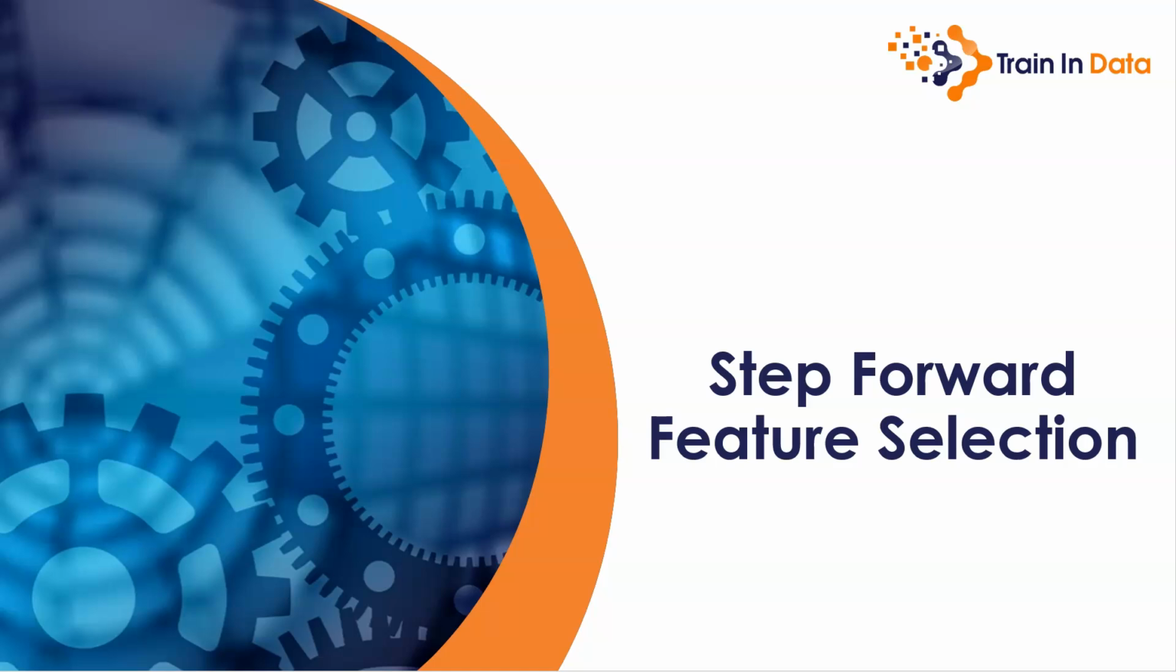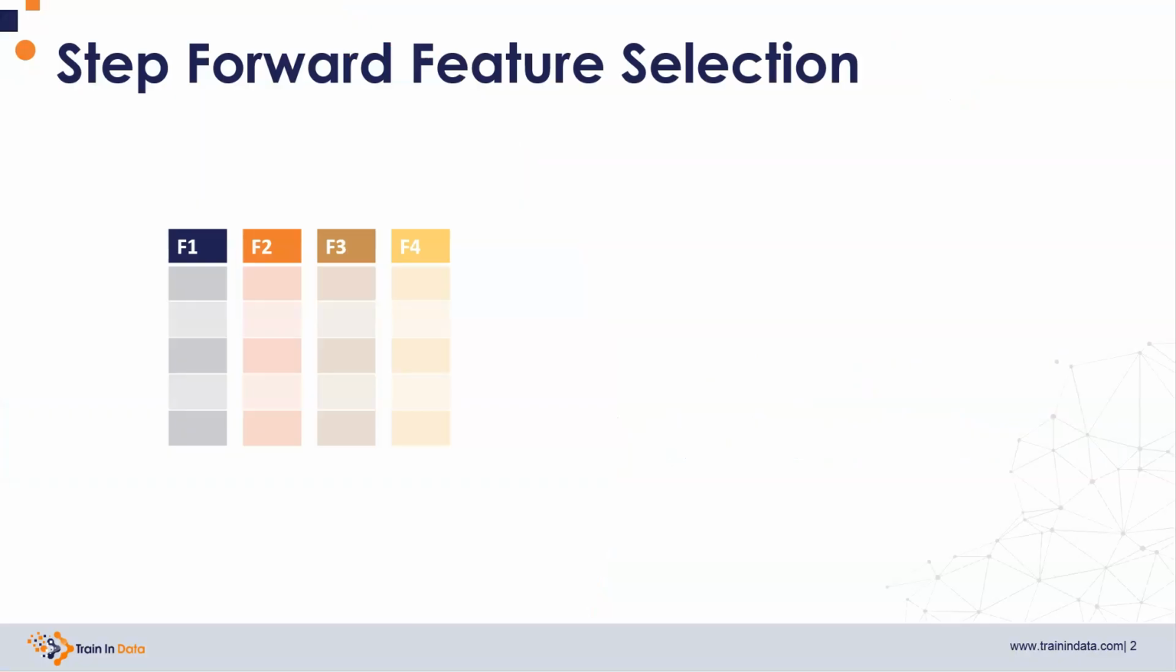Welcome back. In this video, I want to illustrate with an example how the step-forward feature selection algorithm works. Let's imagine that we have a dataset with 4 features, which are these 4 colorful columns that we see here.